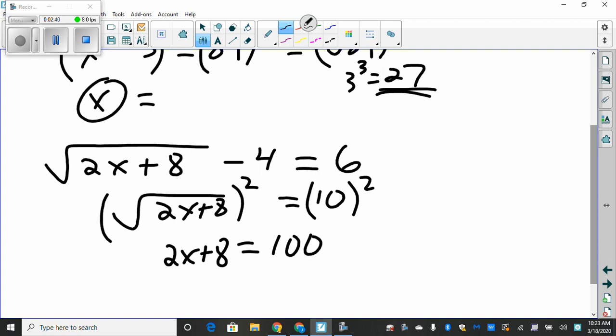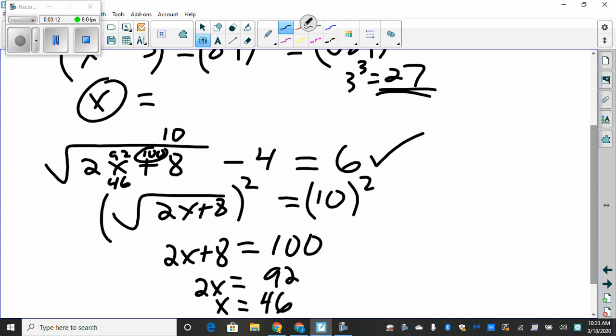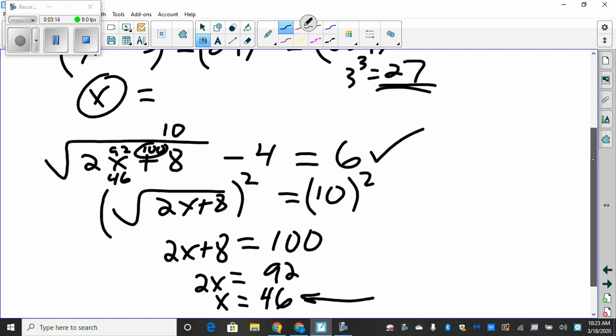And now it's just a very basic problem. 2x equals 92, subtracting the 8. So x is going to equal what? 46. Now, we should check that, of course, because I've squared both sides. There might be no solution to this. You never know. So put 46 over here, right? So look what I've got here. 2 times 46 is 92. That's 92 plus the 8. So you end up with 100 in here. The square root of 100 is 10. 10 minus 4, it is 6. So that is, in fact, the answer.